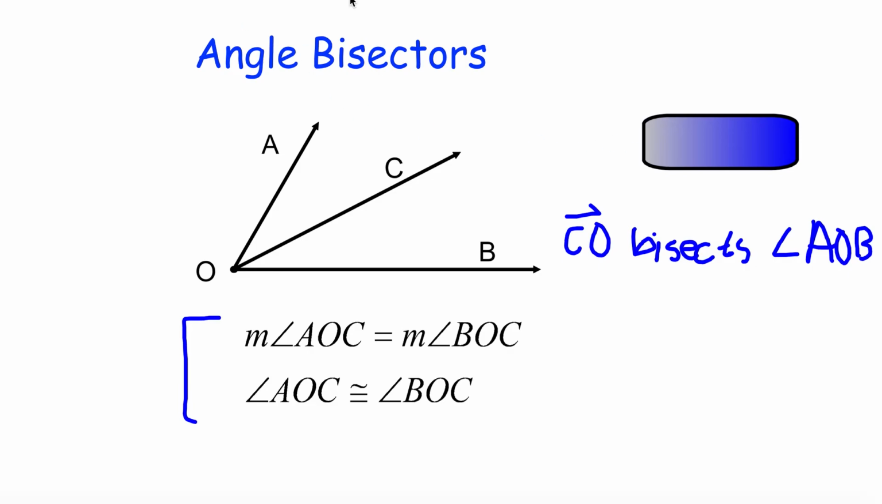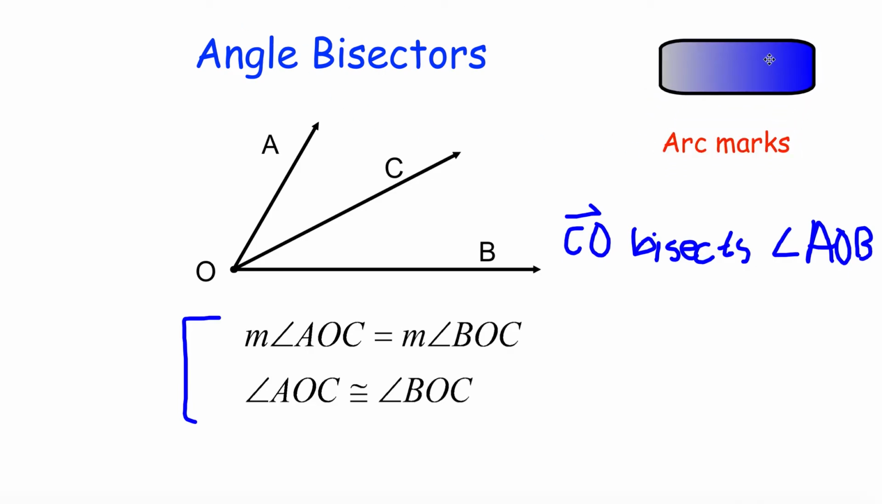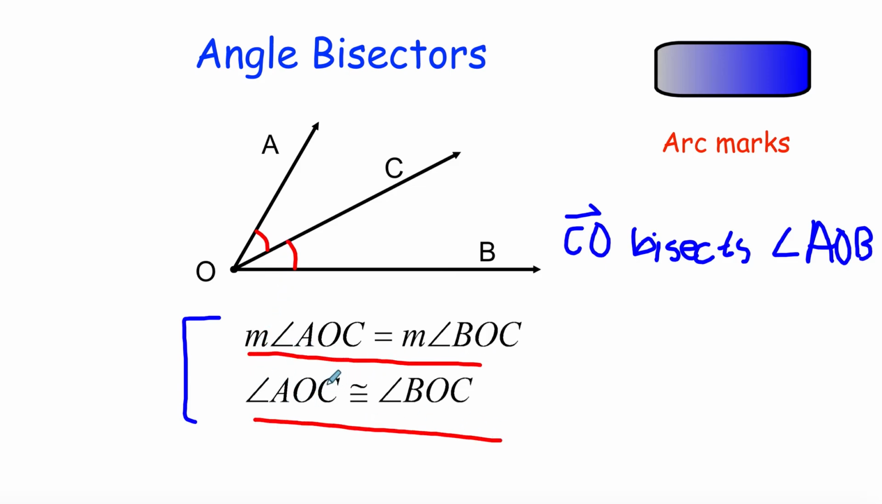And there's actually a way that we denote that. If you remember, we denote congruent segments with tick marks. When it comes to angles, we denote congruent angles with arc marks. So I'm going to draw a little arc mark right there. And what this says is any angle that has one red arc mark, those angles are congruent. So this is another way of me writing what these two statements say: that angle AOC is congruent to angle BOC, that the measure of angle AOC equals the measure of angle BOC.